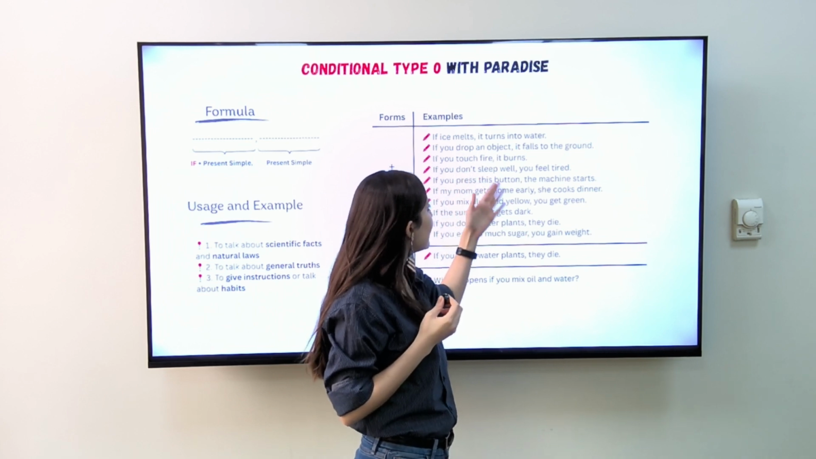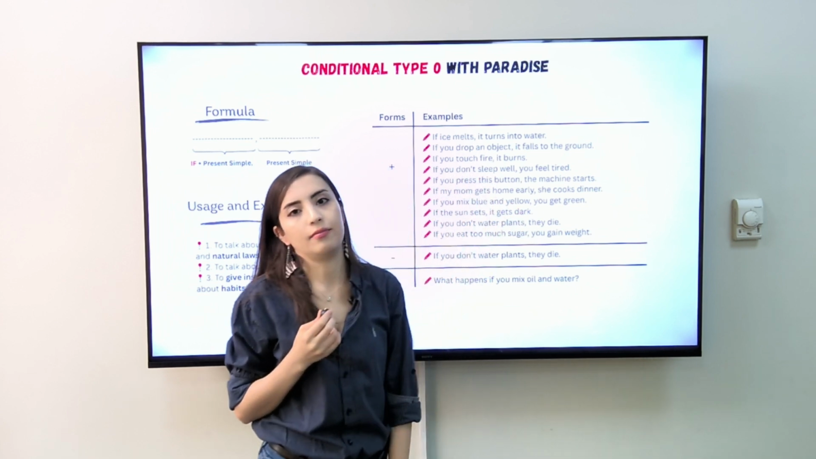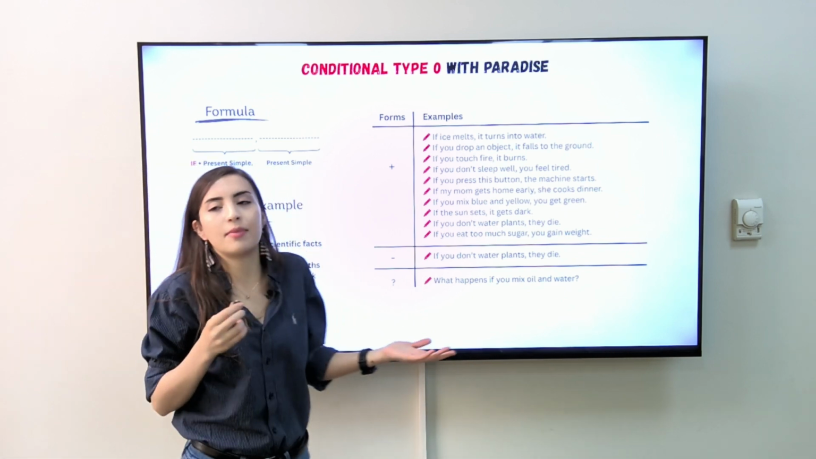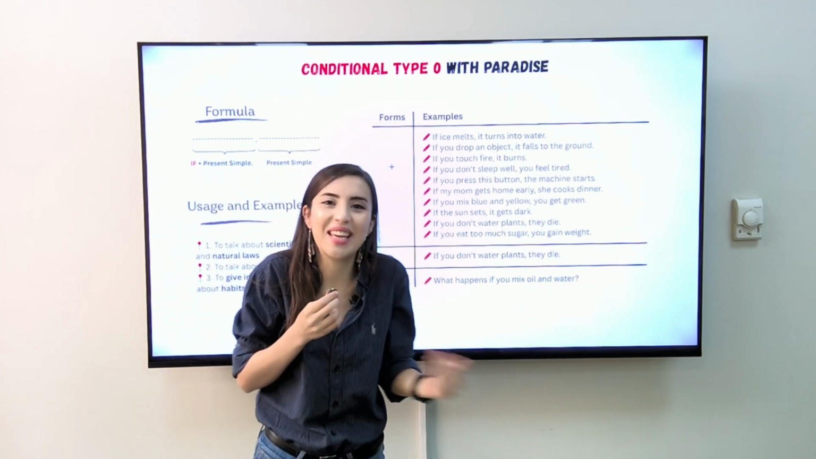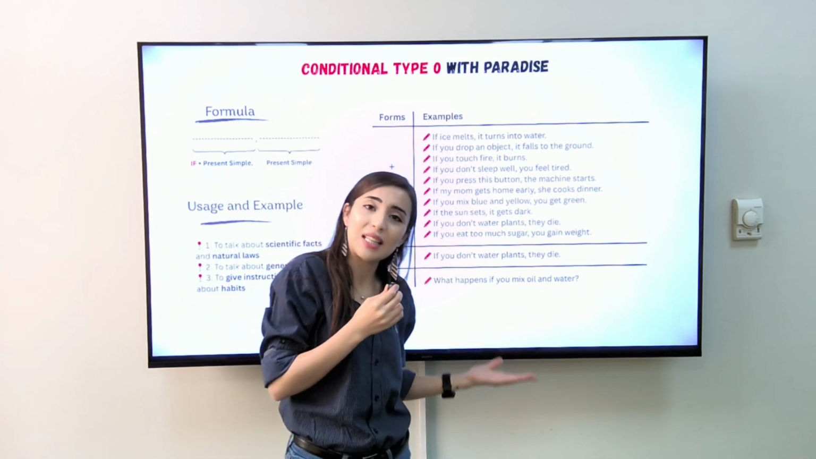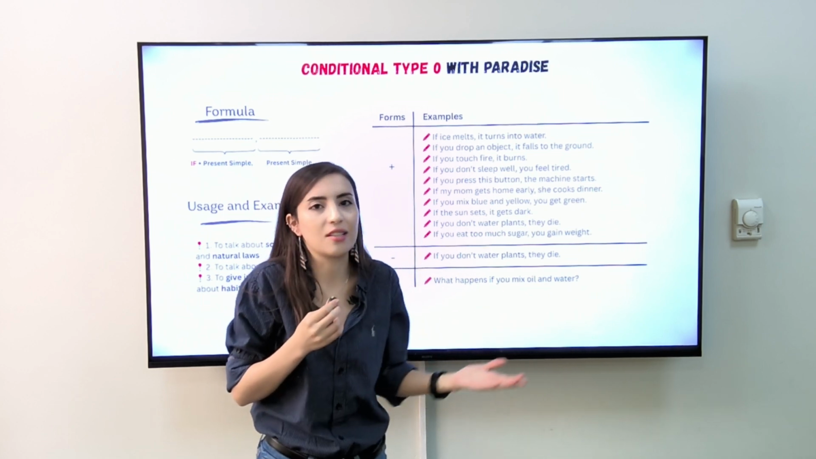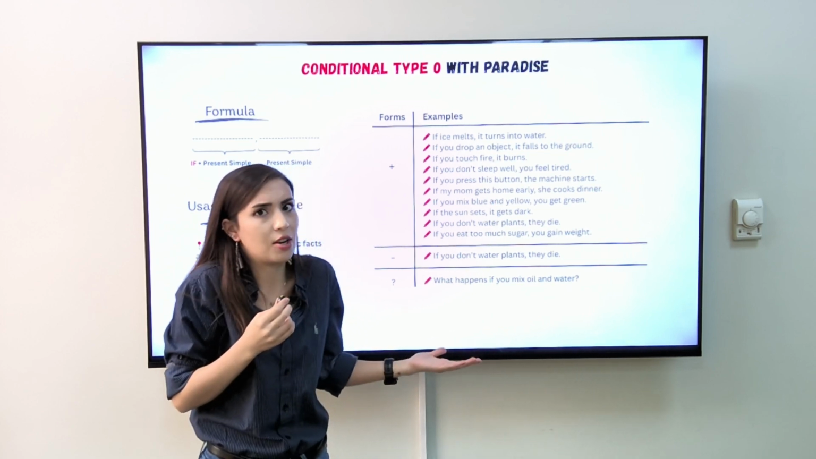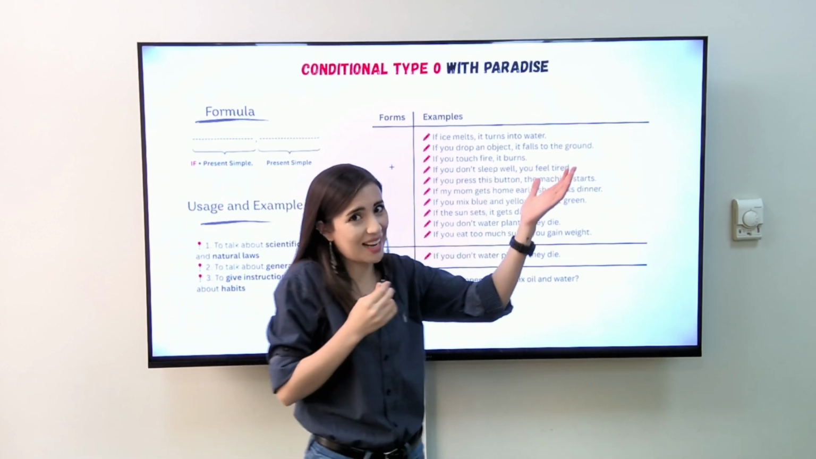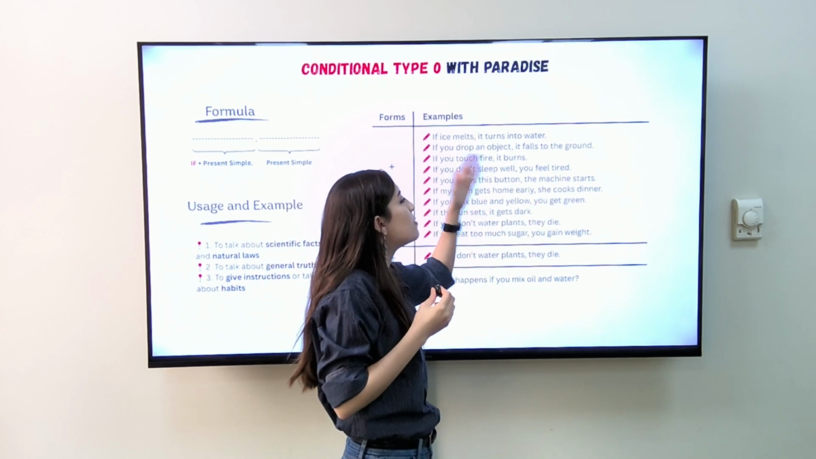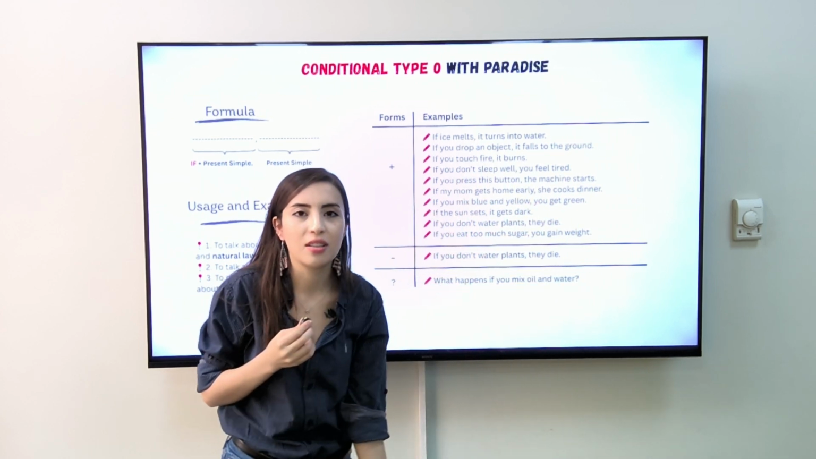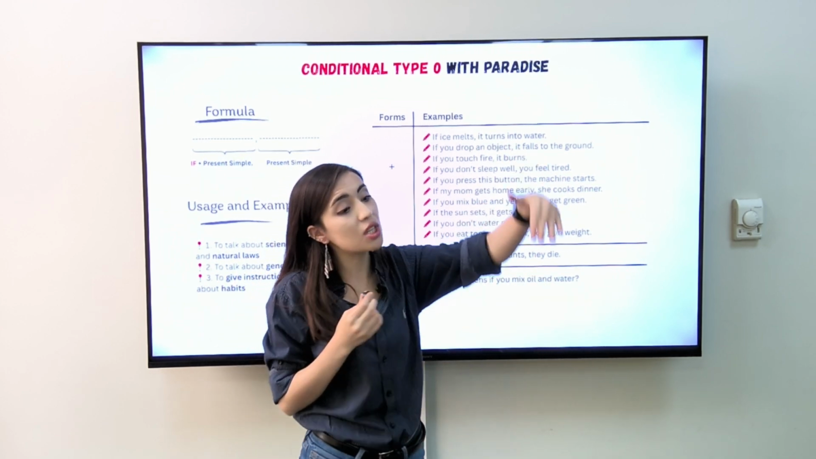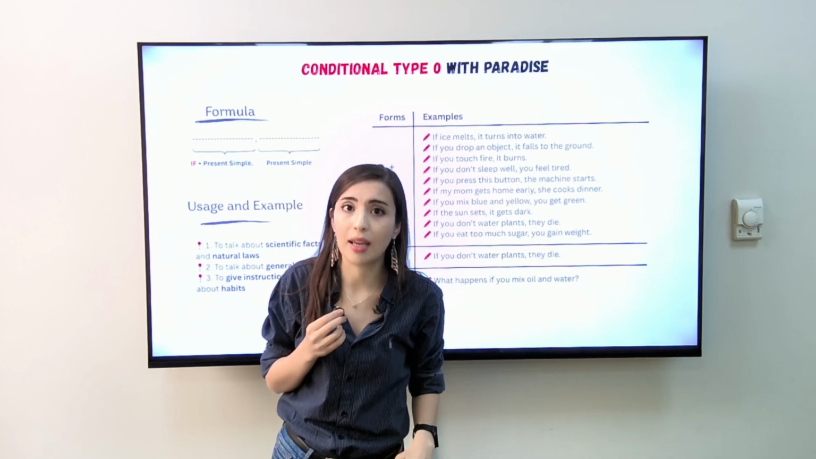If you don't sleep well, you feel tired. This is talking about a general truth. It's a reality of human beings. Being a human means this: if you don't sleep, if you don't rest, your brain doesn't function well, so you'll get tired. Your body cannot perform, cannot function well. So we all agree on that. If you press this button, the machine starts. Again, the cause: if you press this, then as a result, the machine will start working.